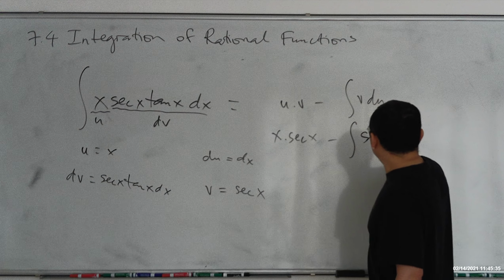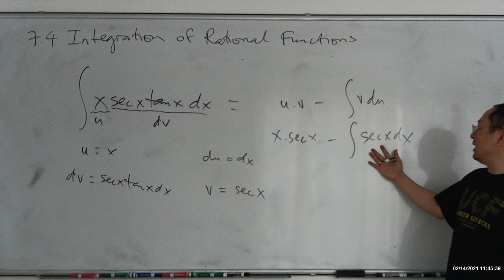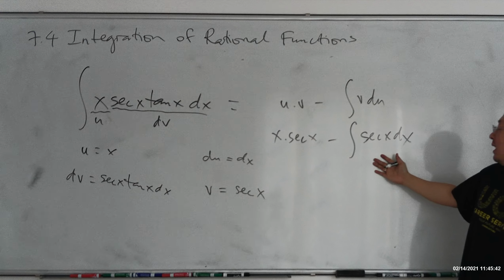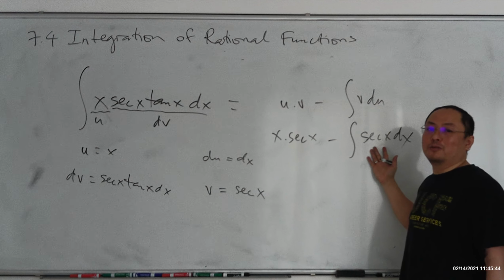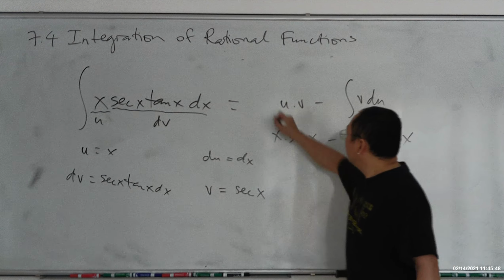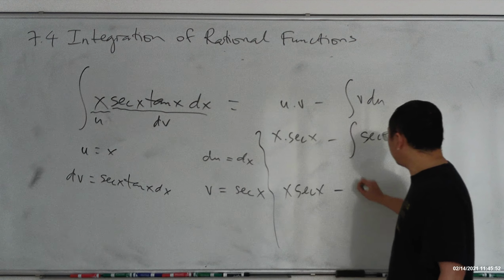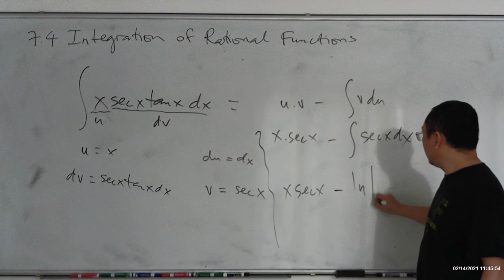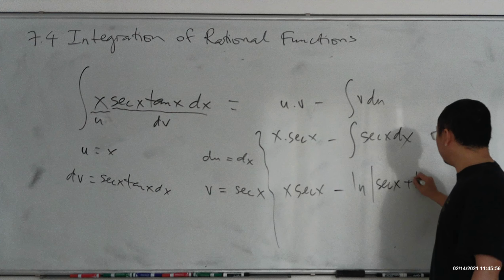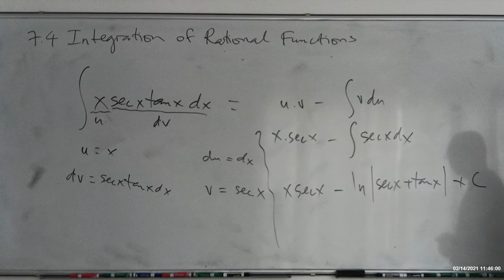So secant x dx. It's a good example. Why? Because I see that integral, but I don't know how, right? So I know that we have a formula for this. We can look for it. I think it's ln something. Yeah. x secant x minus, I think it's ln of secant x plus tangent x, yeah, then plus c.